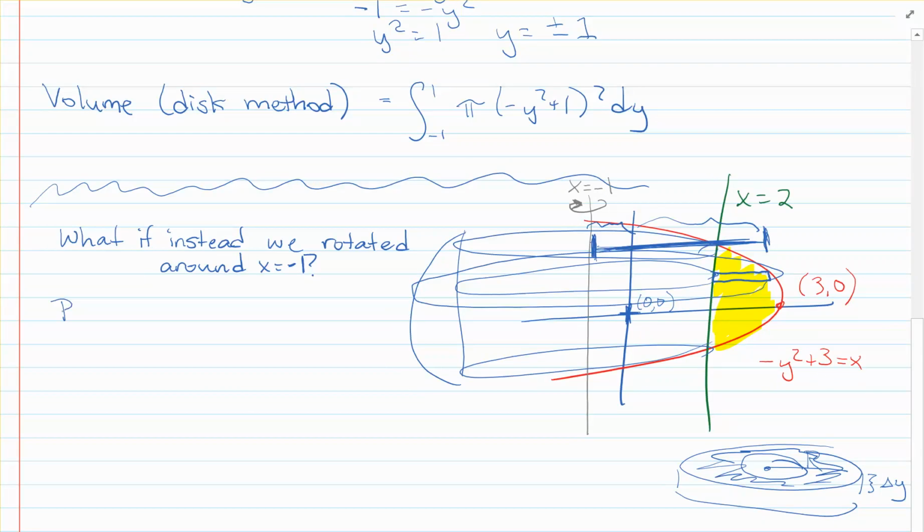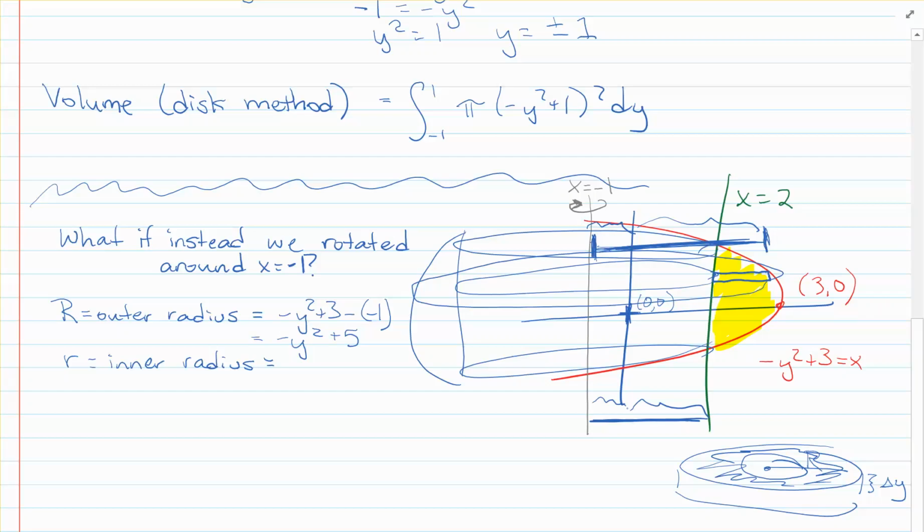So the capital R, the outer radius, in this case is -y² plus 3 minus -1. That's the axis of rotation. And so I get -y² plus 4. The inner radius, little r, in this case, since it comes from this line x equals 2, the inner radius is always fixed. The inner radius always goes from here to here. So 2 minus -1. Here's the 2, here's the 1. It's always going to be 3.